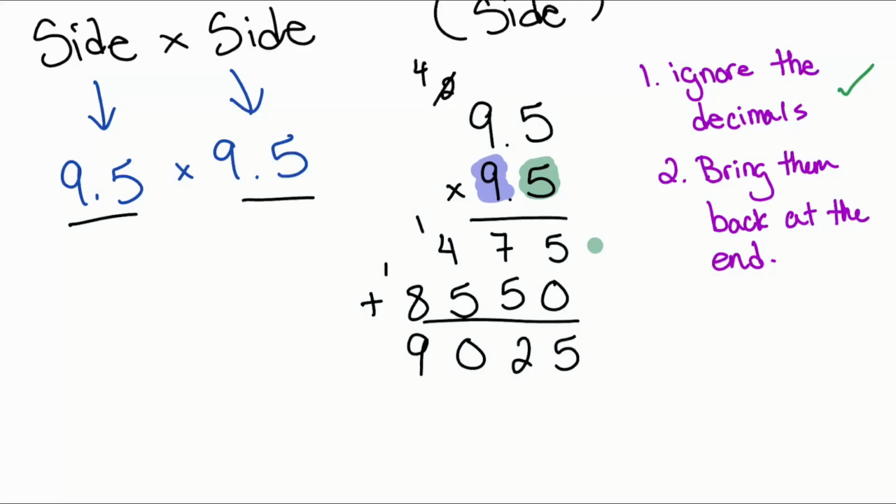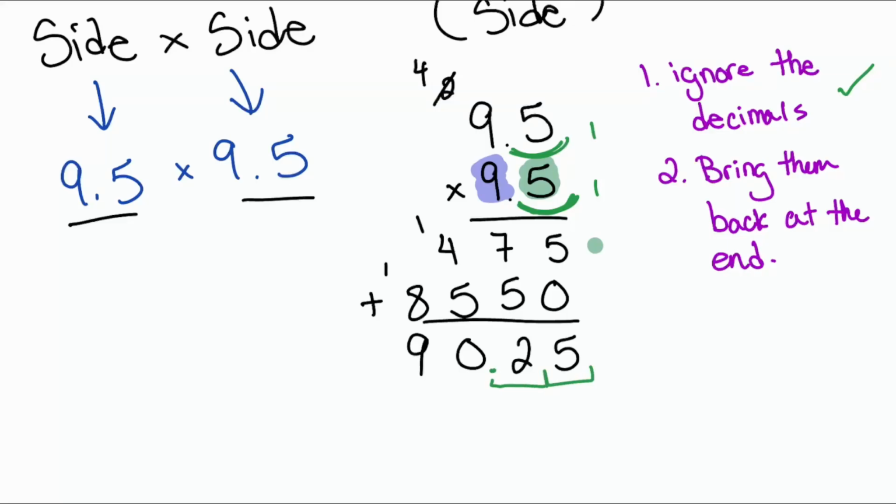We've ignored the decimals. Now we have to bring the decimals back. So what do I notice? I notice that we have 1 decimal place here and another one over here. So 1 decimal place there and the other one there makes 2 total decimal places. So we'll go 1 and 2.